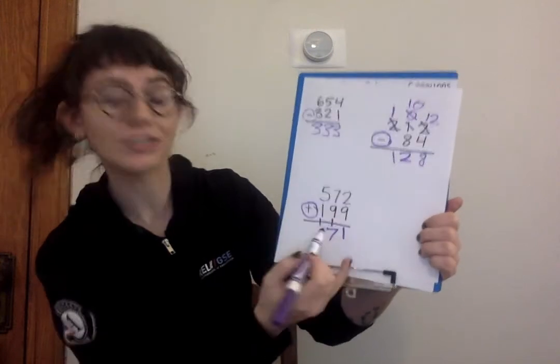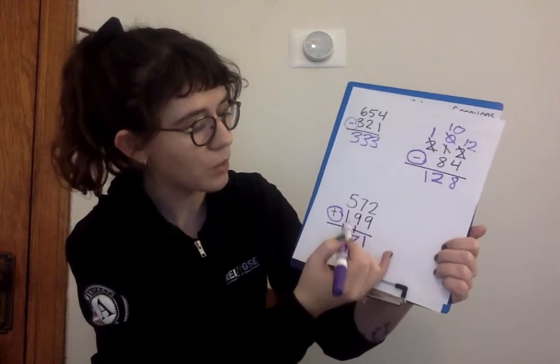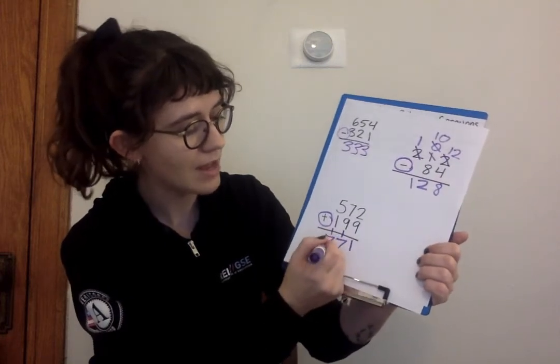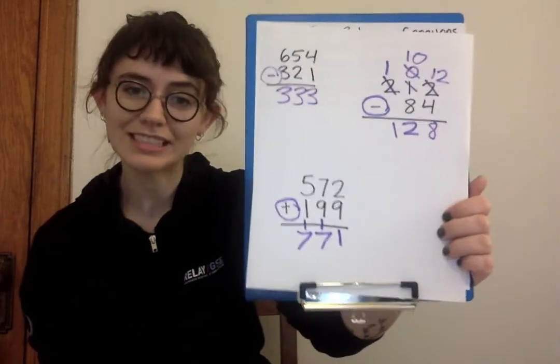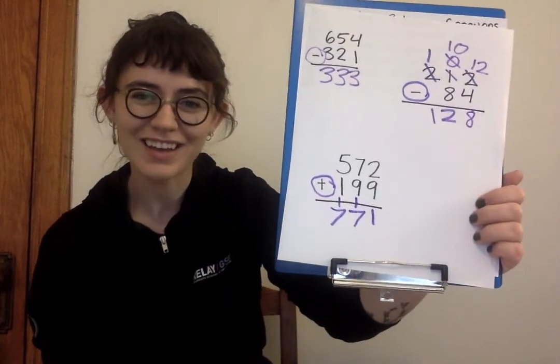Now I've got 7 tens and 1 hundred. And then I've got 5 plus 1 plus 1 more hundred. That is 7 hundreds. So my answer is 771. All right, you guys did a lovely job.